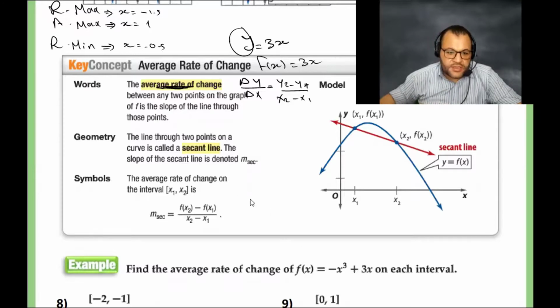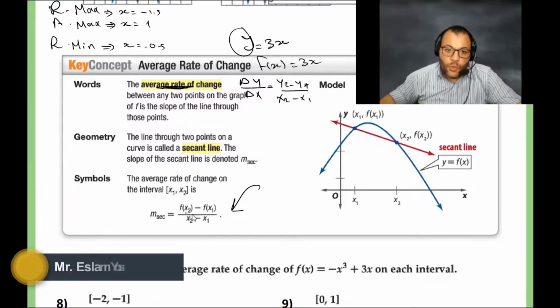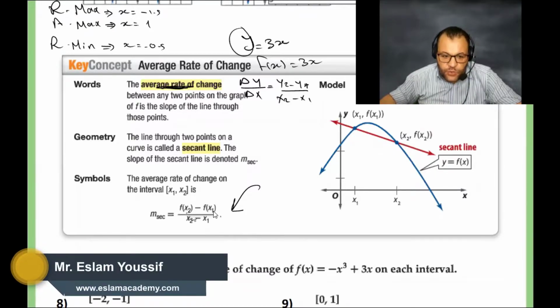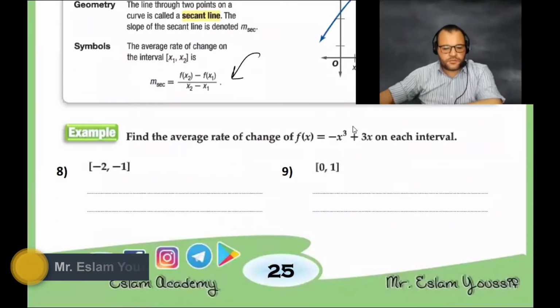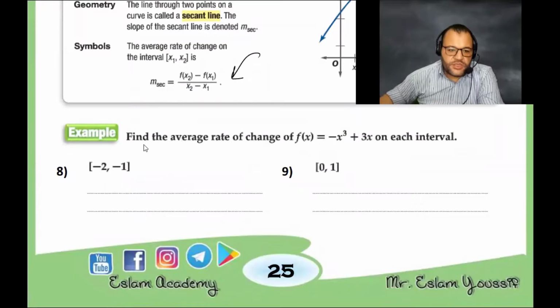So to find the average rate of change over the function, it is f of x2, that means y2, minus f of x1, over x2 minus x1. How can we find it? The question we have now: find the average rate of change for f of x equals negative x to the power 3 plus 3x for each interval. That's x1 and that's x2.